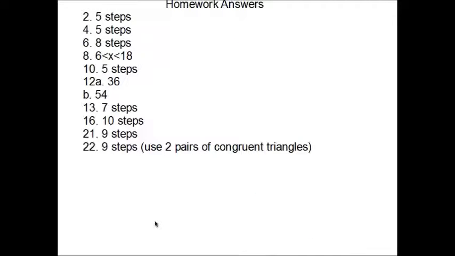Okay, last but not least, we have our homework answers. Alright, here's the answers we got to that homework. Pay particular attention to number 22. For number 22, I got 9 steps for that one, and I double-checked it. It's definitely 9 steps. But you have to use 2 pairs of congruent triangles. So you're going to prove one set of triangles are congruent. You're going to do some CPCTCs, some additional steps. Prove another set of triangles are congruent. Some CPCTCs, and some other step. So number 22 is going to be tricky. I know you can do it, but just keep in mind that it's going to be a little bit tricky. Have a good one.